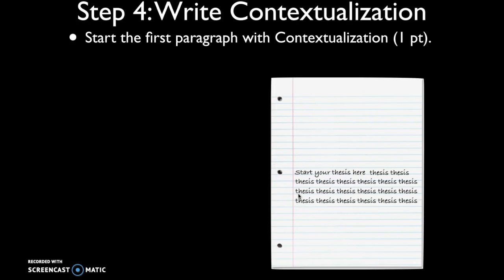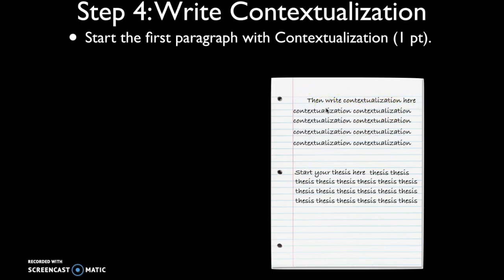Then you can go back after you've written your thesis, and notice I didn't indent when I started my thesis. You can go back and indent at the very top, and then you can write your contextualization here. And so here I add all of the rest of my contextualization. Now notice I have this space between my thesis and my contextualization.